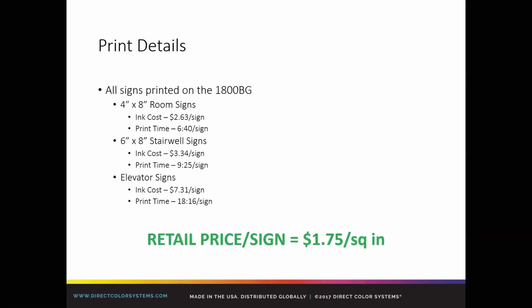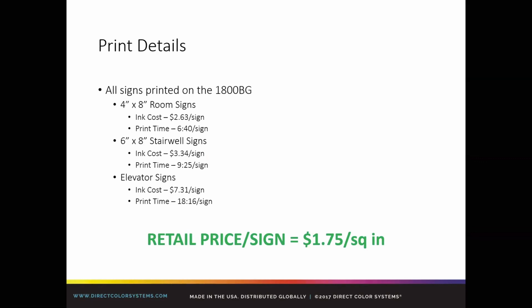All of the signs, as I noted, were printed on the 1800 BG. I mentioned it before for the hotel example: we used $1.75 a square inch. You can see all of the print times and the ink cost per sign, from some of the quick hitting signs, a little more in the vein of what we did yesterday, all the way to the bigger sign. The elevator sign is a big piece. You're not fitting many on the bed of this printer.